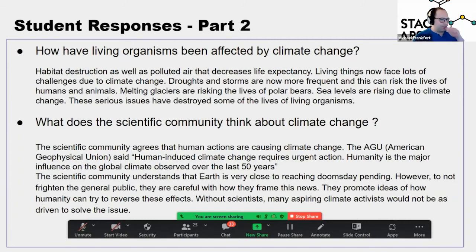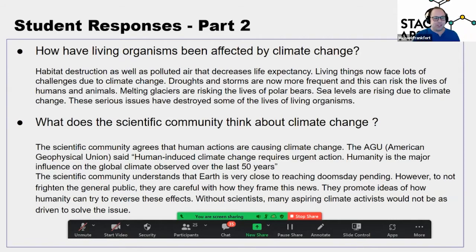So here are some other student examples about some of their answers. How have living organisms been affected? Decreasing life expectancy, habitat destruction, droughts and storms, sea levels rising. Scientific community. This is actually the same student that talked about the double talk.